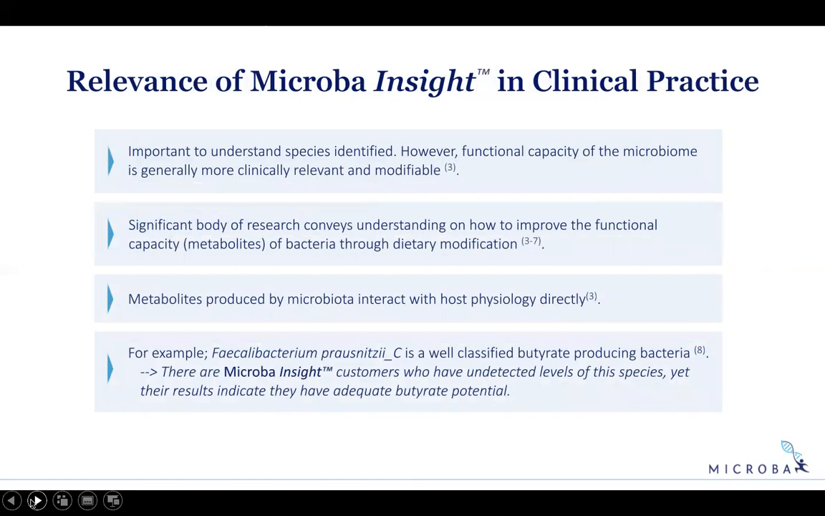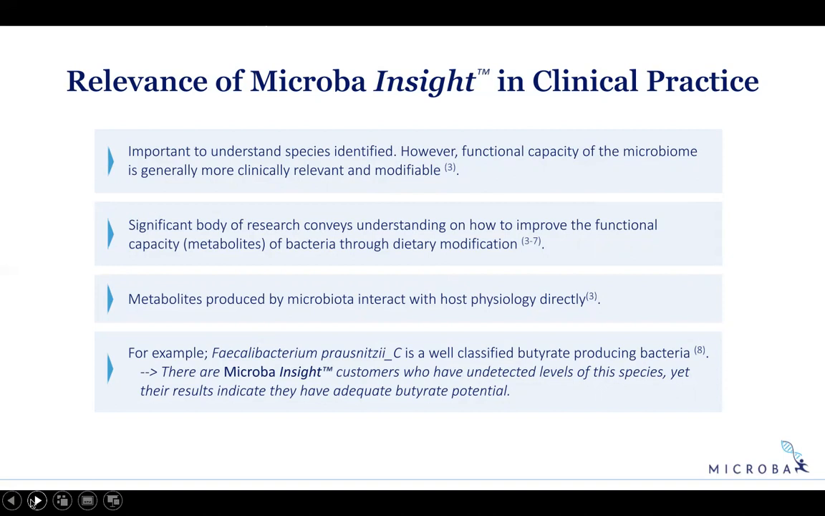Now, looking more specifically at the relevance of Microba Insight in clinical practice. It is definitely important to understand the species that are present in the gut microbiome. However, what we're starting to see is that there is quite a variety of bacteria that could be detected in the microbiome. It is estimated that we only know approximately 30% of the current species, and we are discovering new species all the time. Microba alone, in the 18 months that we have been in operation, have discovered over 600 species of bacteria. And what's really interesting about this is that some of these newly discovered species have similar functional potentials as the bacteria that have been well classified by science.